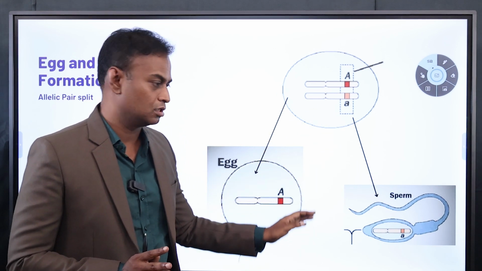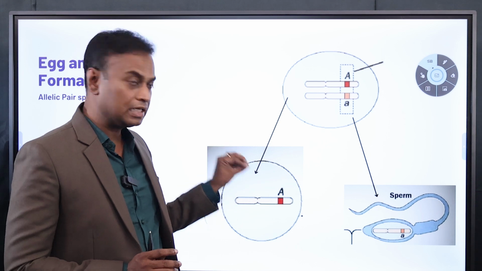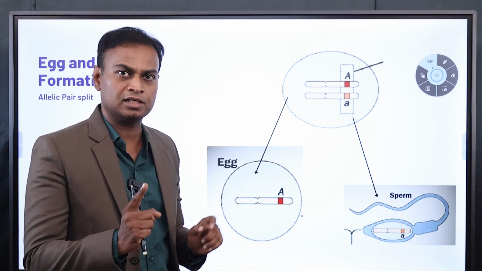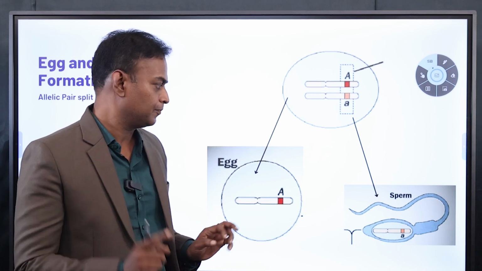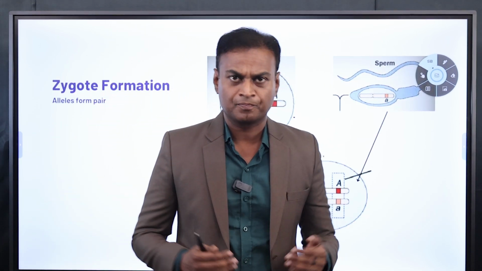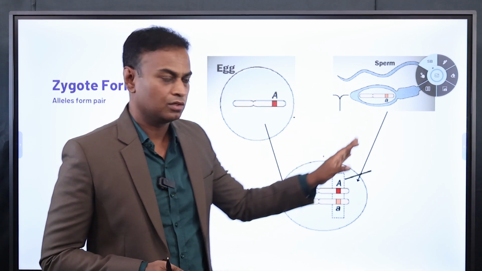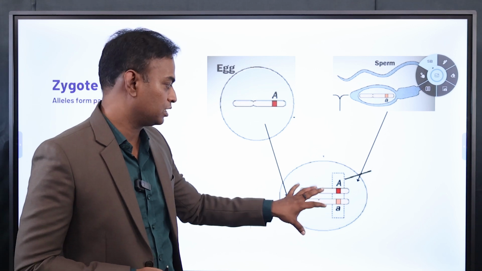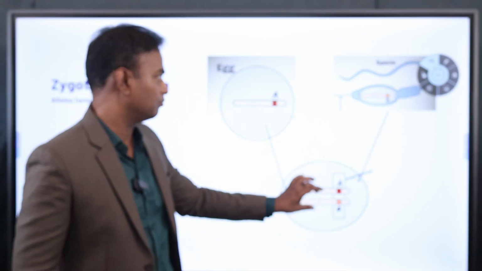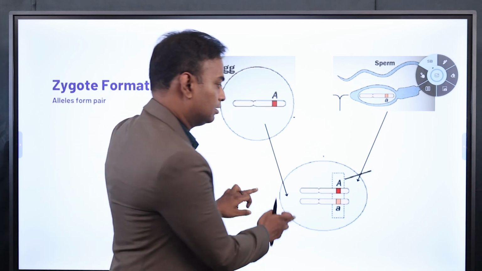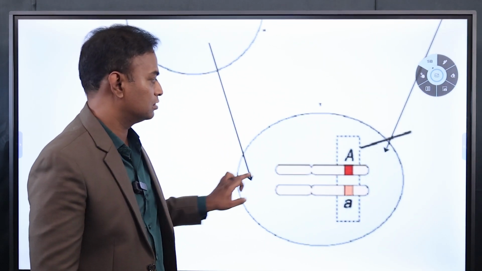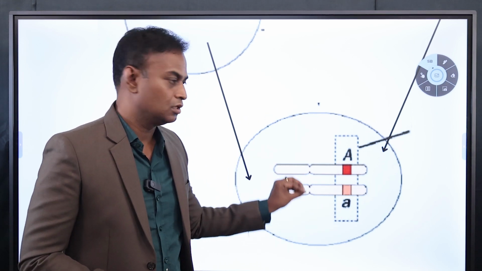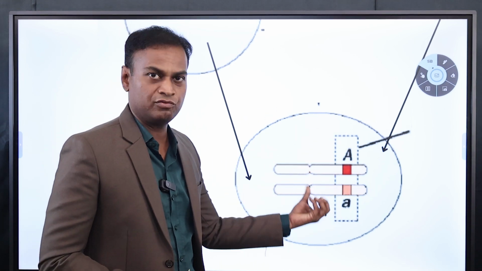With the help of meiosis, sperm in men and eggs in women contain only a single copy of every gene, only one of the allelic pair. Then what happens during fertilization? When egg and sperm meet and form a zygote, the diploid form is restored. You can see one gene from mother, one gene from father, and in the baby it becomes two genes. So you get one gene from father, one gene from mother, and it becomes complete.